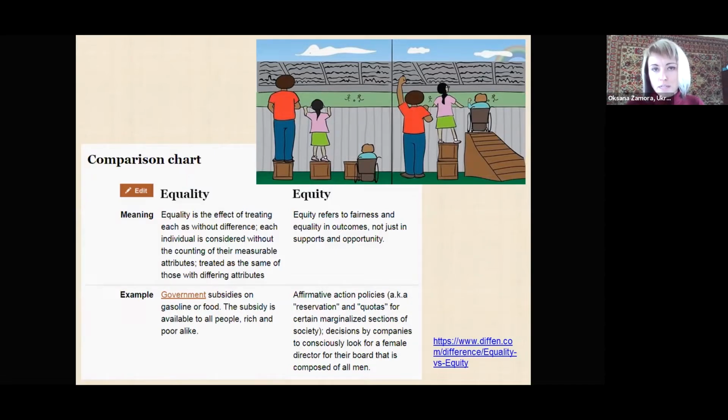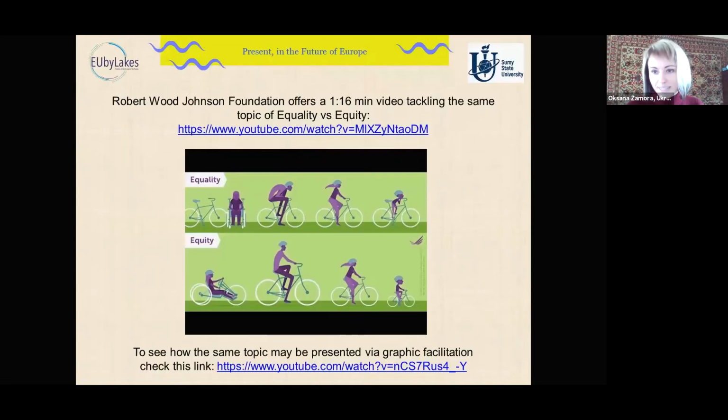I love the phrase of Einstein. He said once, everybody is a genius, but if you judge a fish by its ability to climb a tree, it will live its whole life believing that it's stupid. So think about this. I also leave this video link for you. This is a video which offers the same idea of comparing equality and equity, but done a little bit differently in style. So maybe it will inspire you for something.